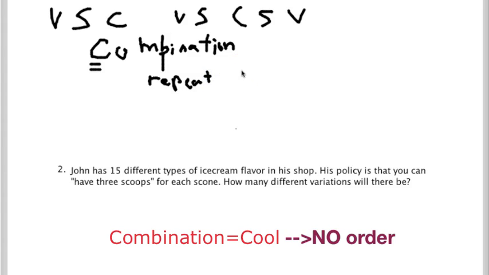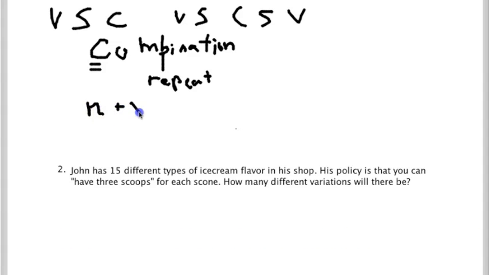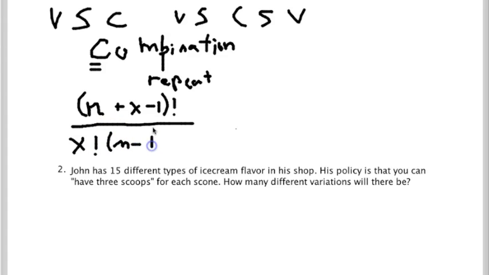So based on this information, we know that our equation should be n plus x minus 1 factorial over x factorial times n minus 1 factorial. And again, if you don't know where this came from, watch part 1. In this case, we know that n is equal to 15 because that's the max number of flavors that we can have. x is equal to 3 because that's the amount that we can choose out of 15, right? And that we should be ordering.